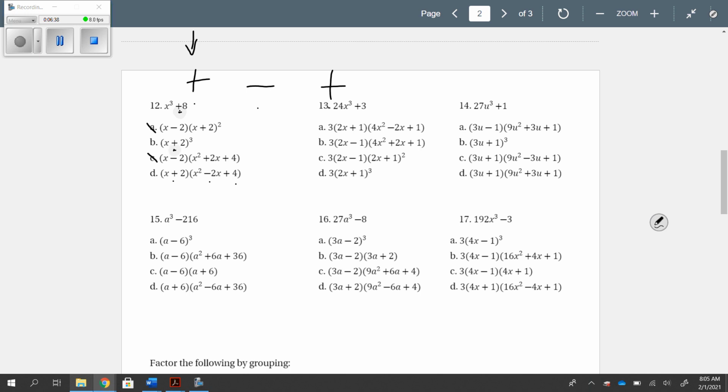This would never be the answer, okay? Plus minus plus. See how easy that was? I didn't even really do any math. The answer all the time will be plus minus plus.